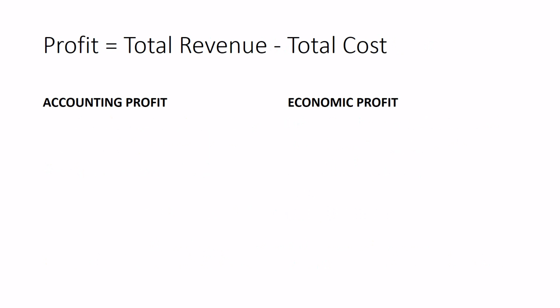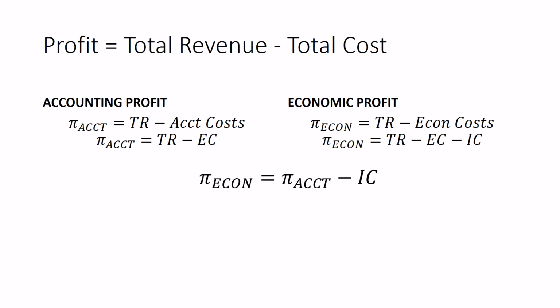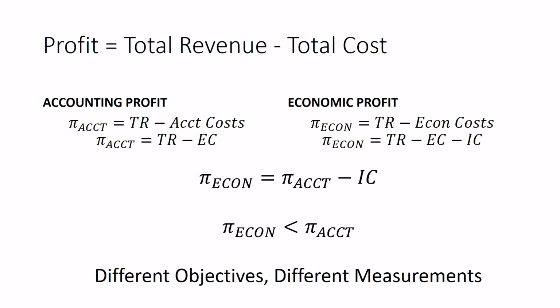So what's profit? Reminder to you, profit is total revenue minus total cost. Accounting profit is total revenue minus accounting costs. That's total revenue minus explicit costs. Done. Economic profit is total revenue minus economic costs. That's total revenue minus explicit costs minus implicit costs. Economic profit is accounting profit minus implicit costs. Economic profit will always be less than accounting profit, as long as the implicit costs are not zero. And again, this doesn't mean that economists have a better measure of profit or accountants have a better measure of profit. Just remember, different objectives, and so we use different measurements.